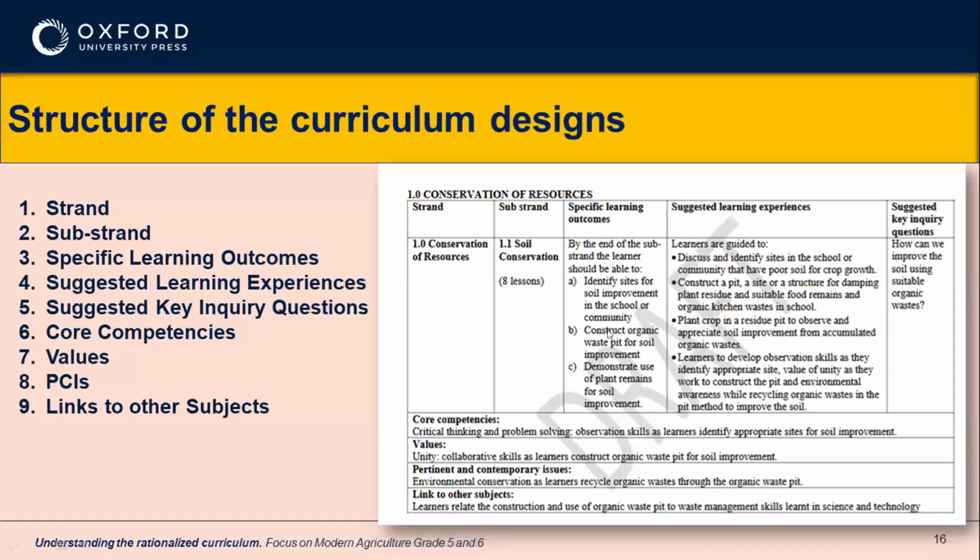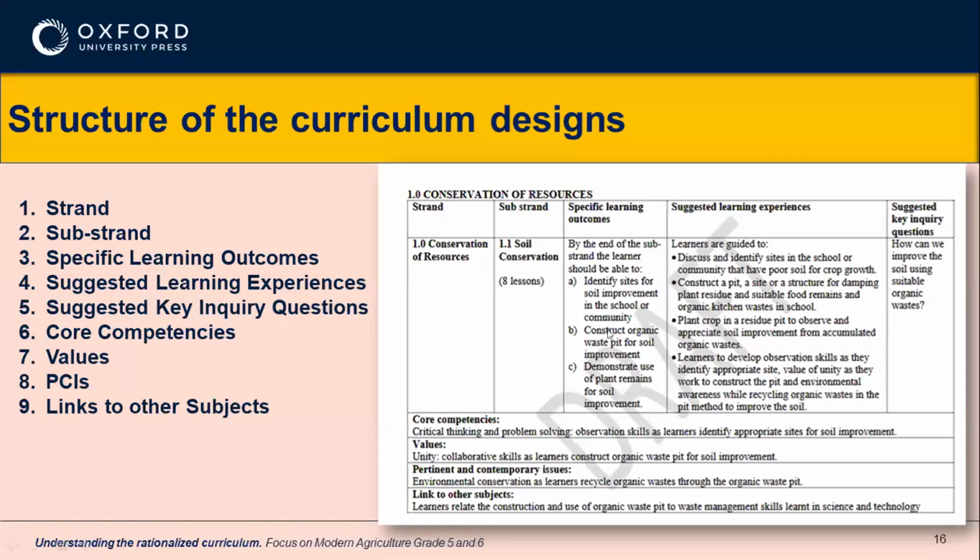So it kind of shows value. It instills value. And if you go down, I'm still on this page. If you go down there, you will see we have core competencies, we have values, and in this case, we have unity, where there's collaborative skills as learners construct an organic waste pit for soil improvement. So learning outcome B and C instill skill and value at the same time. So we have the 3 aspects, as I said.